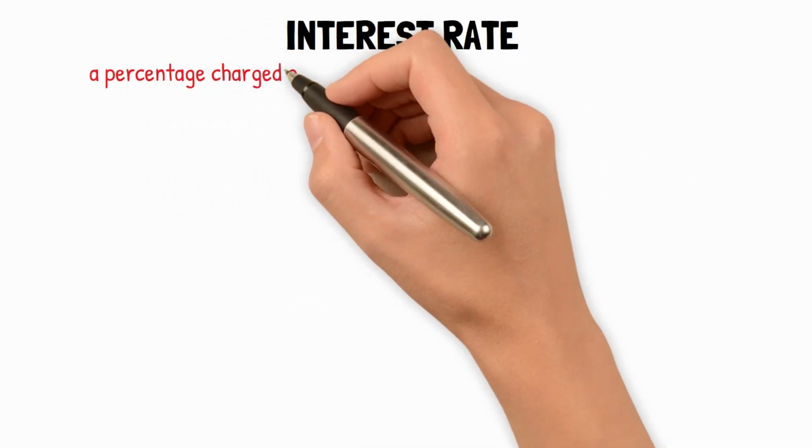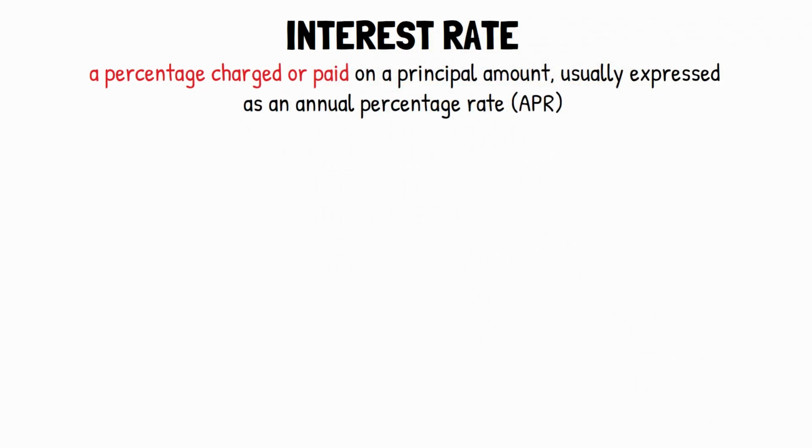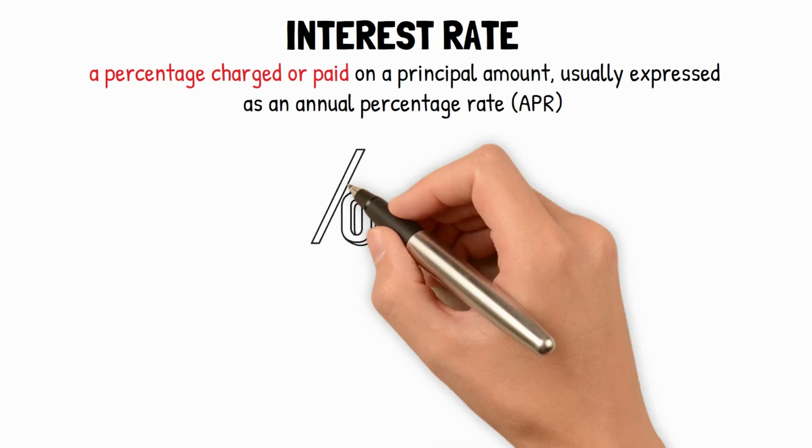Interest rate. An interest rate is a percentage charged or paid on a principal amount, usually expressed as an annual percentage rate, APR. It is the cost of borrowing money or the reward for lending money.